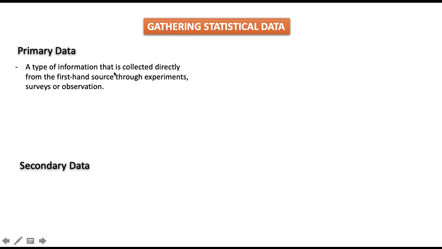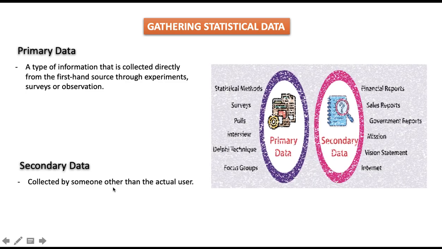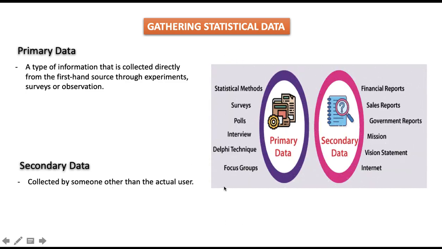Primary data is a type of information that is collected directly from the first-hand source through experiments, surveys, or observation, while secondary data is collected by someone other than the actual user. So these are some examples. If you want to collect primary data, it can be done through statistical methods, surveys, polls, interview, Delphi technique, or focus groups. While secondary data can be taken from the reports, from the mission, from the vision statement, from the internet. It can be from the books or journals.